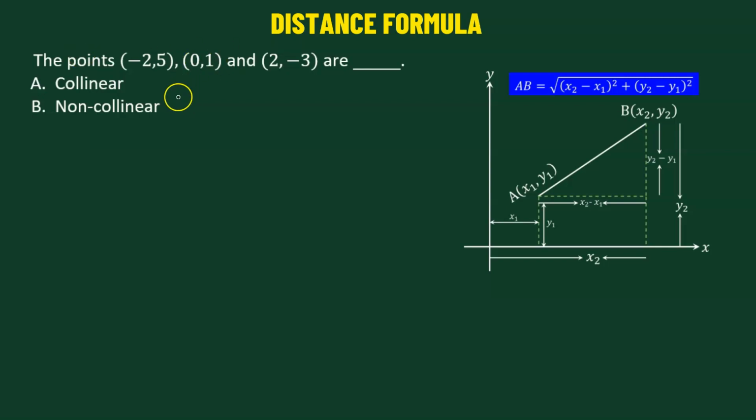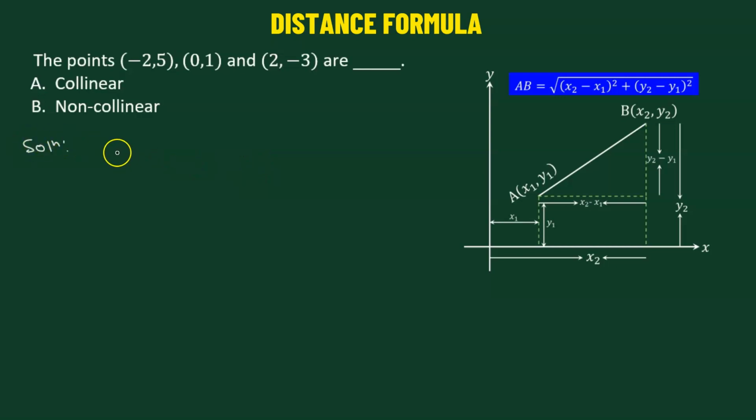In this problem, we're given 3 points and we need to show whether these 3 points are collinear or non-collinear. Collinear means they lie on the same line. Non-collinear means if we draw a line, then these 3 points cannot all lie on that line. So let's try to solve this problem.